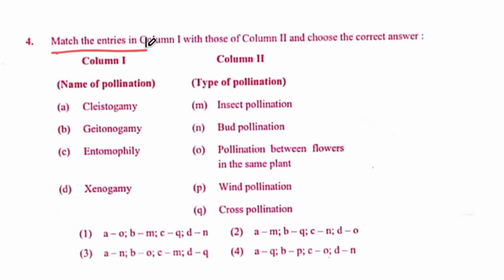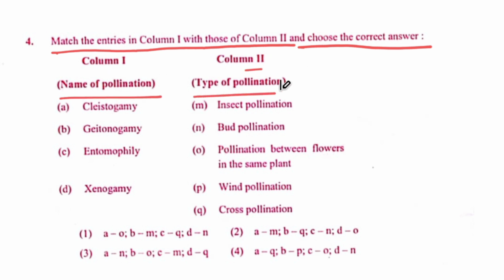Match the entries in column 1 with those of column 2 and choose the correct answer. Here they have given the name of the pollination in column 1. In column 2 they have given the type of pollination. So the names of the pollination are cleistogamy, geitonogamy, entomophily, and xenogamy. Cleistogamy, as it is a closed flower, the flower which will not open, where self pollination, that is autogamy, will be observed.